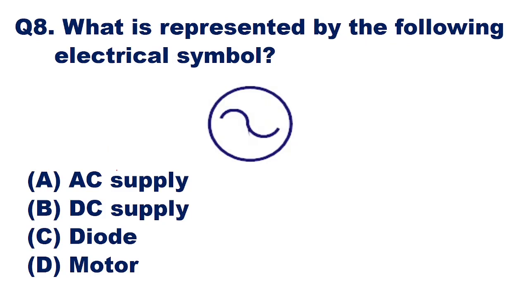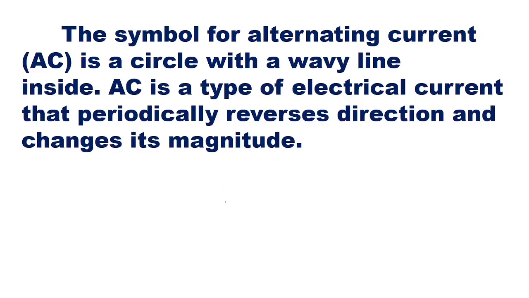What is represented by the following electric symbol? So here this symbol is shown and the options which are asked are whether it is an AC supply symbol, whether it is a DC supply symbol, whether it is a diode, or whether it is a motor. So if you see the concept, the symbol for alternating current, that is AC supply, is a circle with a wavy line inside. AC is a type of electrical current that periodically reverses direction and changes its magnitude.